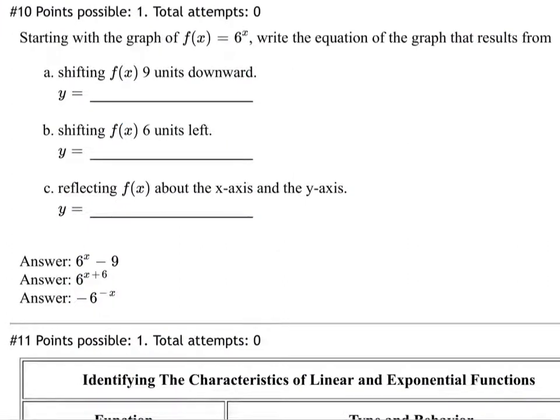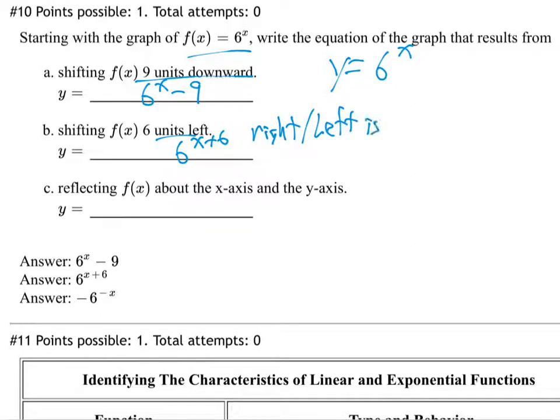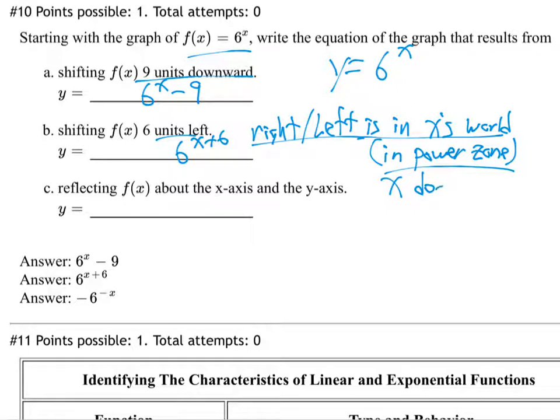Number 10. Starting with the graph 6 to the x, write the equation. 9 down. Remember how we do that? So whenever we have 6 to the x, to make it go down, we'd go minus 9. How do you make it go left? You go x plus 6, up there in the power zone with the x, right? Whenever we're dealing with a right-left question, right-left is going to be in x's world because x does right-left, so it's in the power zone, and x does the opposite. So right is actually negative, left is actually positive. X does the opposite.